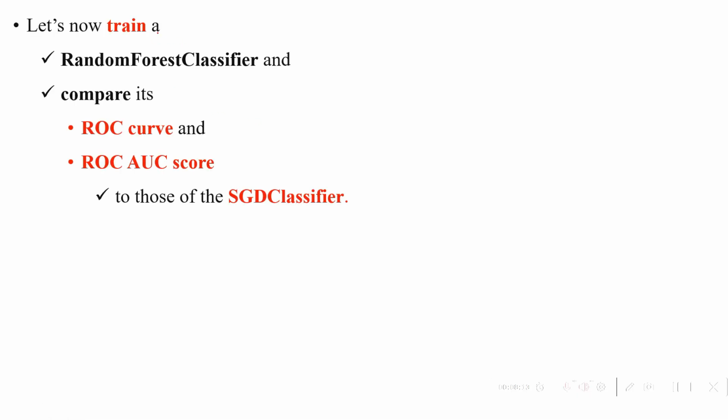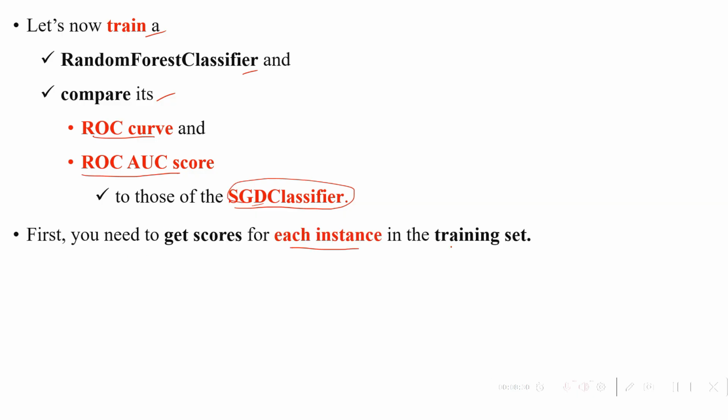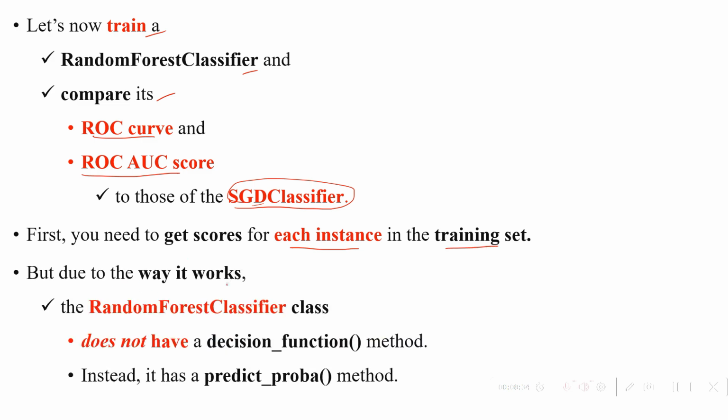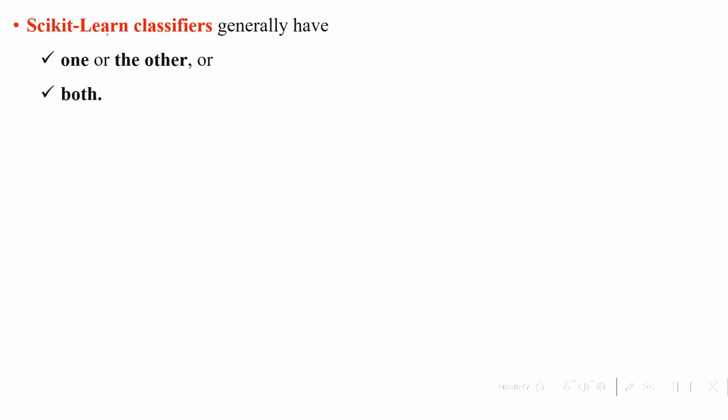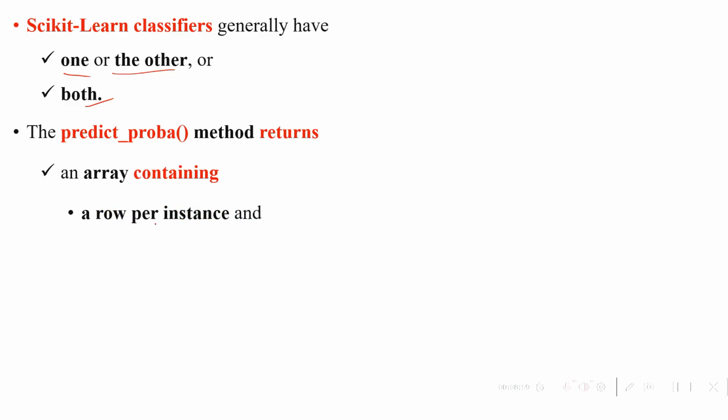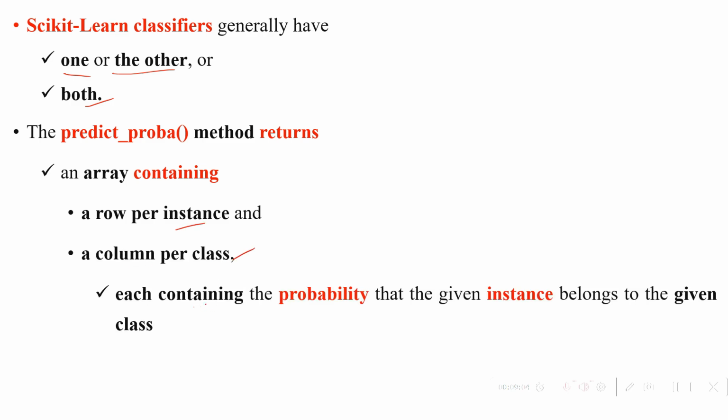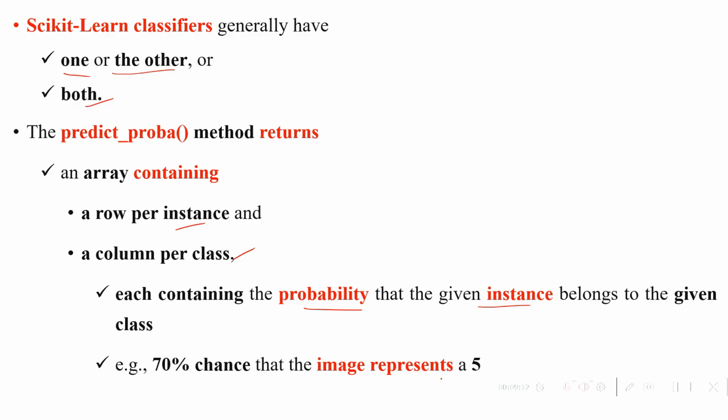Now let's try a random forest classifier and compare its ROC curve and ROC-AUC score to those of the stochastic gradient classifier. First we need to get the scores of each instance in the training set. But due to the way it works, the random forest classifier class does not have a decision_function method. Instead, it has a predict_proba method. Scikit-learn classifiers generally have one or the other or both. The predict_proba method returns an array containing a row per instance and a column per class, each containing the probability that the given instance belongs to the class. For example, there is a 70% chance that the image represents a 5.